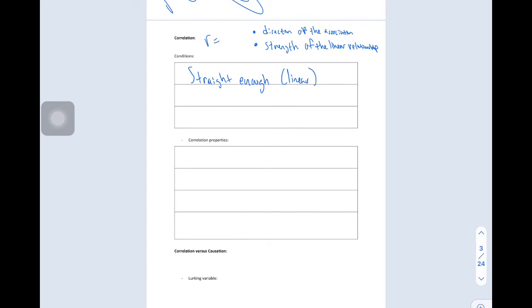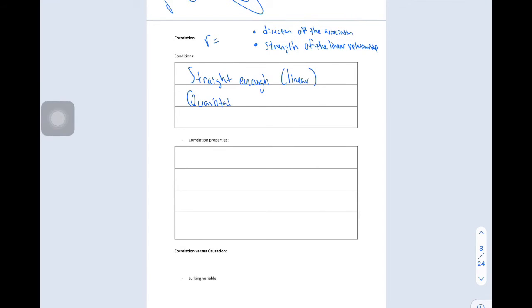Basically, does our association look linear? If the association looks linear, we can proceed with all the stat stuff that we'll be doing. If it doesn't, then we have to stop.